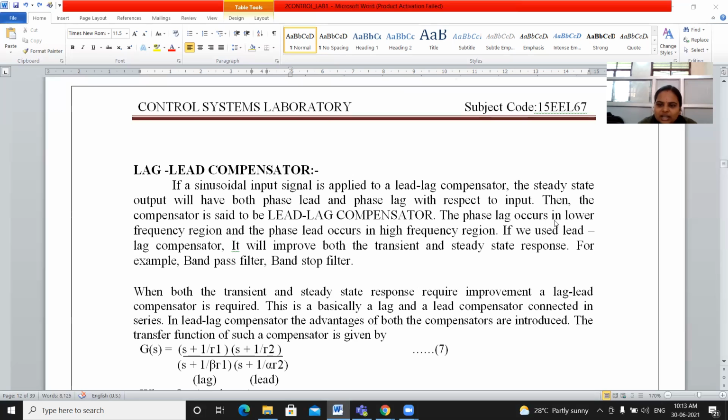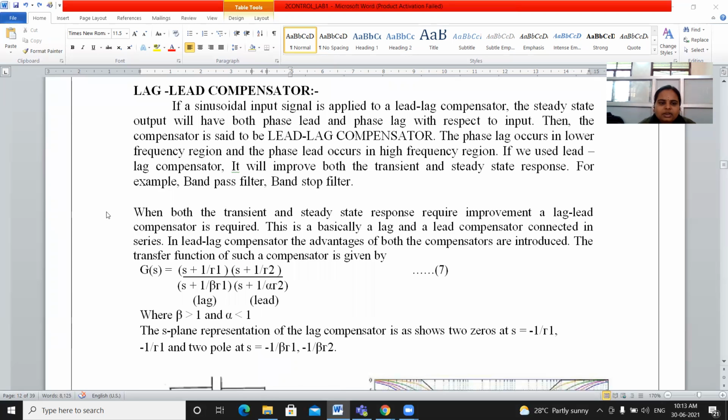Then that compensator we call a lead lag compensator. The phase lag occurs in the lower frequency region and phase lead in the higher frequency region. If we use a lead lag compensator, it will improve the transient response and also the steady state response. The example of a lead lag or lag lead compensator is used in the applications of band pass filters and also band stop filters.